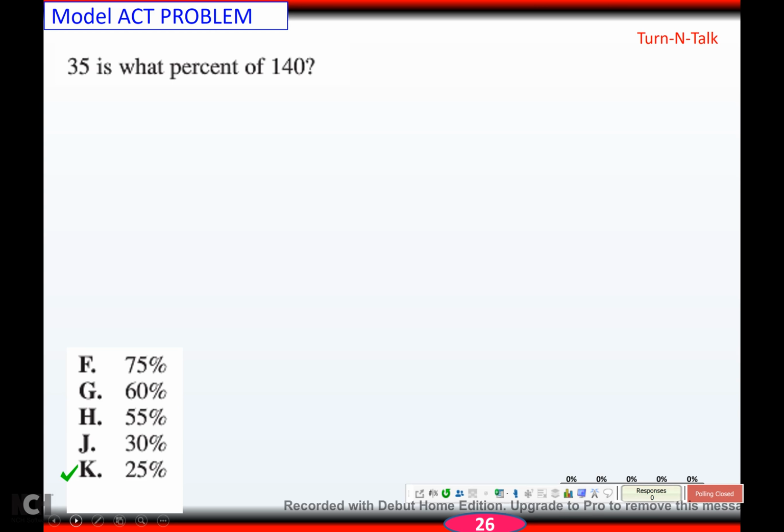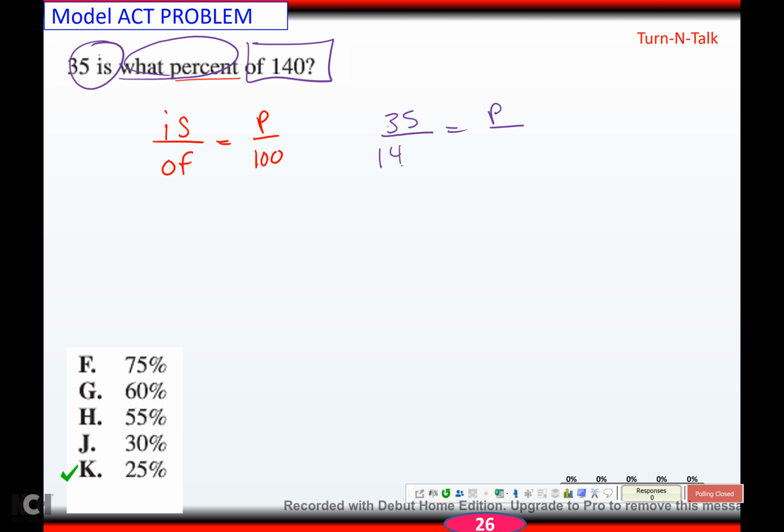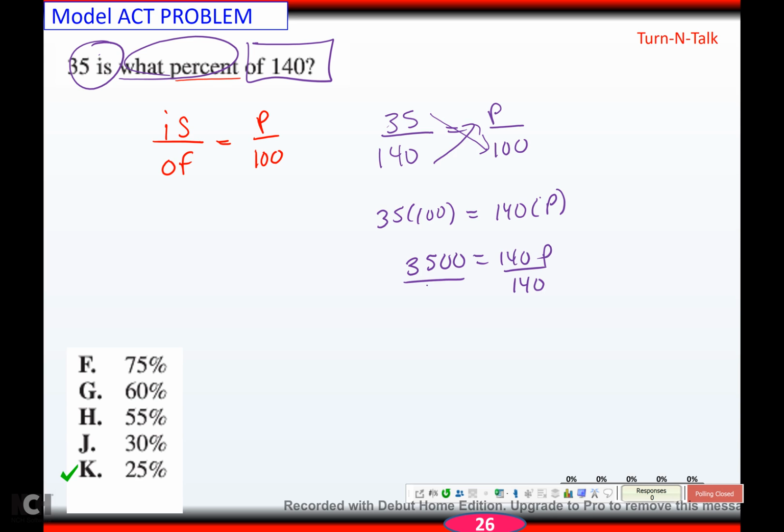All right, 35 is what percent of 140? Anytime I see percent problems, I always think of the percent proportion, which says is over of equals P over 100. So 35 is, so 35 goes on top, what percent stays P, that's what I'm looking for, of 140, of goes on the bottom, and 100 is always under P. So then I can cross multiply, so I have 35 times 100 equals 140 times P. That's 3,500 equals 140P. Divide by 140, and P equals 25%.